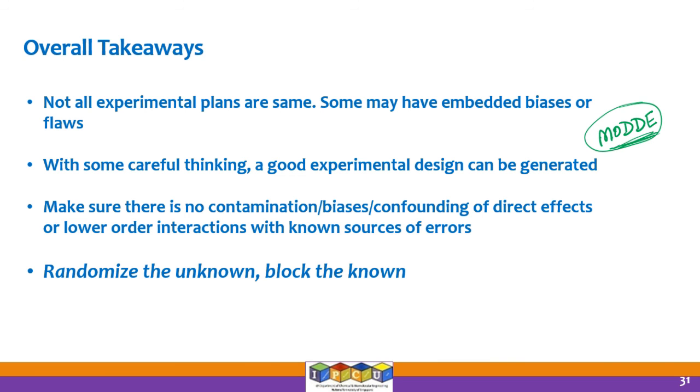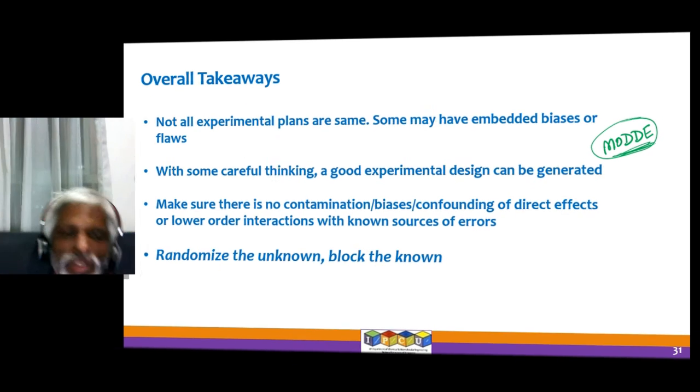Make sure that the data is not contaminated by biases or other things. Particularly protect the direct effects or lower order interactions from known sources of errors. Anything that you know is a potential source of problem, we can handle that by proper experimental design. And for the unknown factors, we know that randomization is the only way we can handle anything that we do not know. So block the known and randomize the unknown. This concludes this video segment.